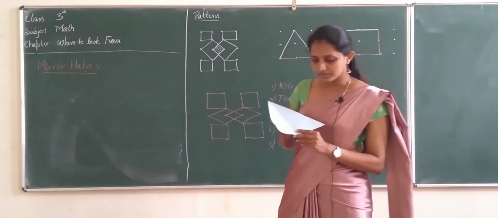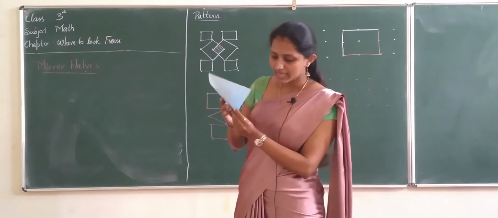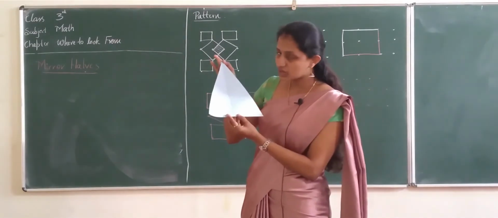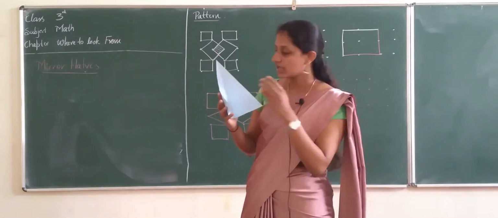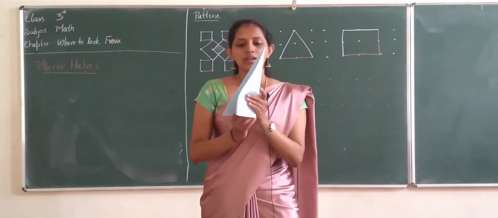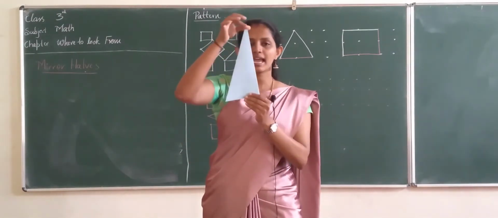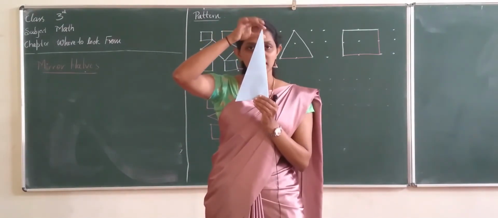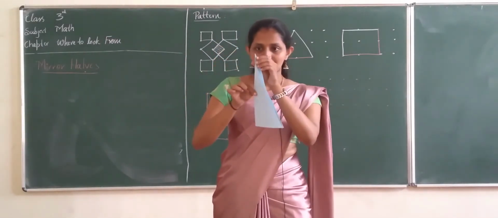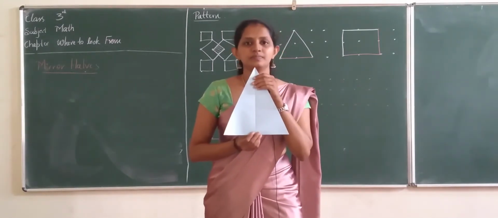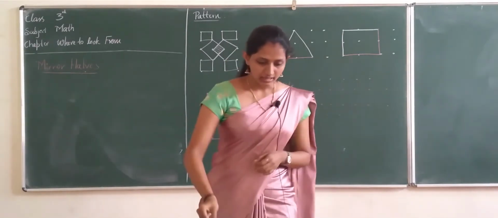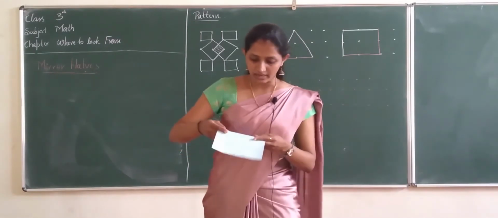Another one, when I cut exactly, we get an equal part. When I cut through the dotted line, I will get exactly half of that triangle, correct? Two triangles are identical. So that means this object is symmetrical.